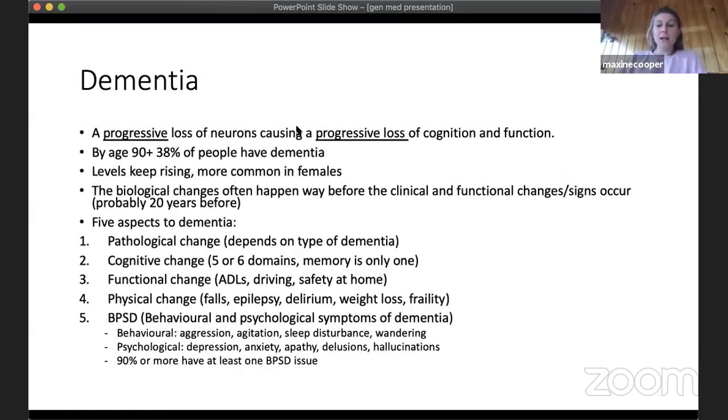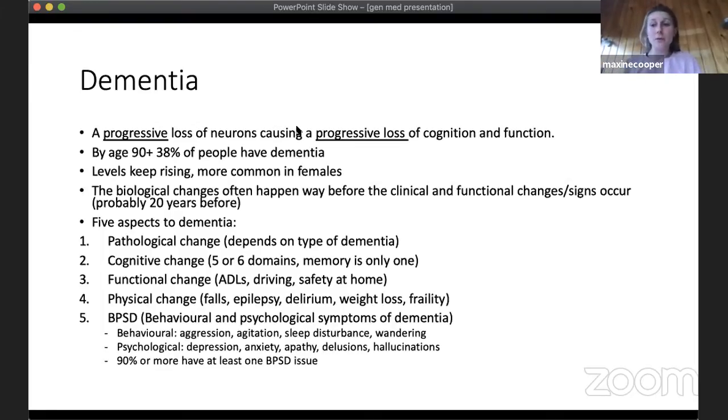Okay, so dementia, so common and getting so much more common. I'm sure most of you know someone with dementia. So what it is, it's this progressive loss of neurons causing a progressive loss of your cognition and your function. So the key there, as I've highlighted, is progression. So it's a progressive disease, and the symptoms that patients exhibit are often progressive as well.